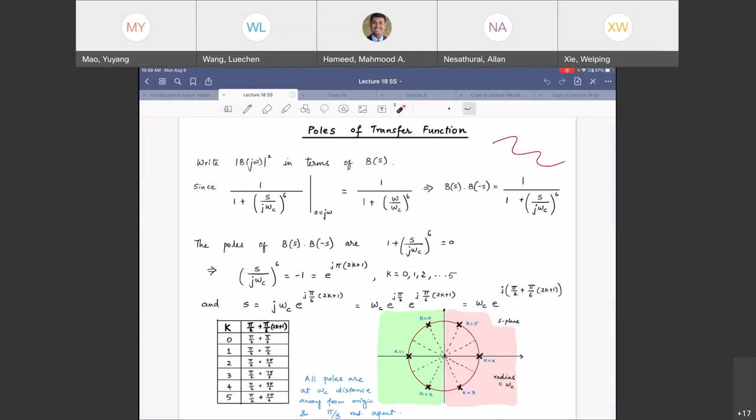Where are they? What is the distance and what is the angle? That's all you need to know. Distance is going to be omega c, because the magnitude of this S only depends on omega c. All the other things are just contributing to the angle. So you get omega c away, omega c away, omega c away. In our example, omega c was one. So they were one away, one away, one away.